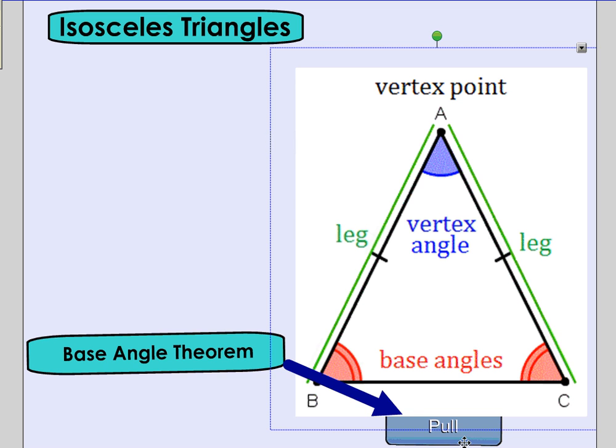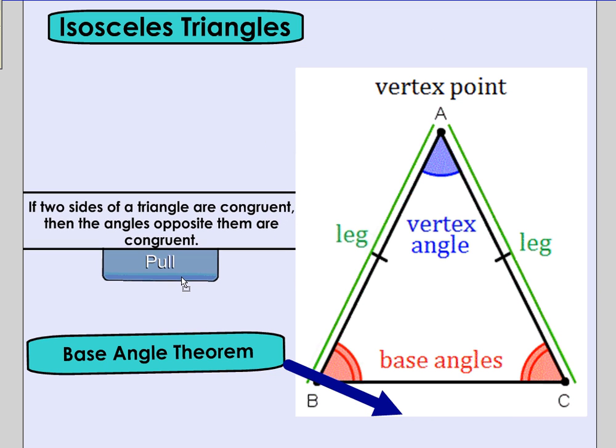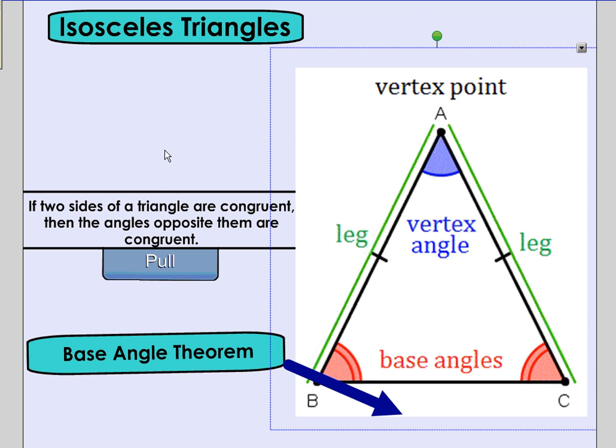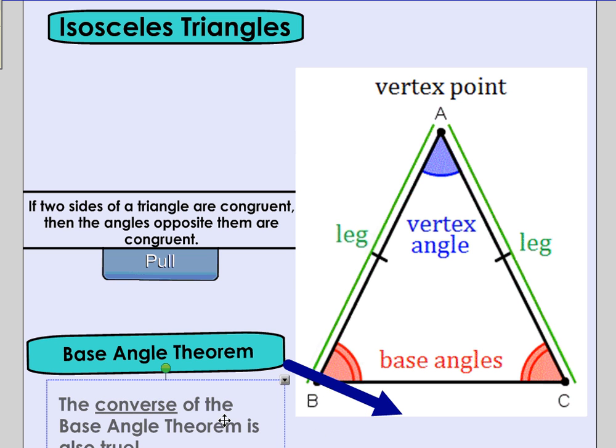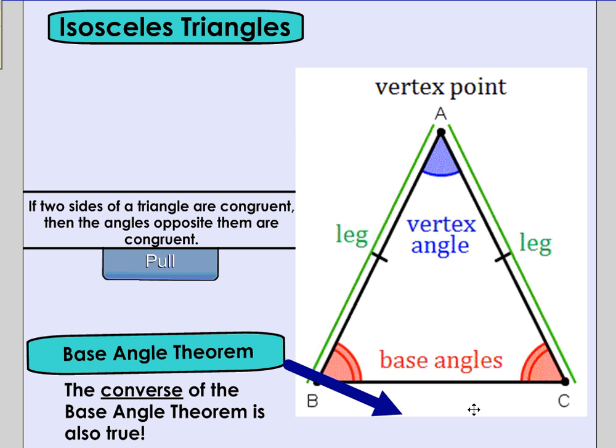Now we have what's called the base angle theorem. This says that if two sides of a triangle are congruent, then the angles opposite them are congruent. It's called the base angle theorem because the two sides of the triangle are the legs, and the angles opposite them are the base angles. So if you see an isosceles triangle, you know you have two congruent sides, but you'll also have two congruent angles. The converse of the base angle theorem is also true. If you have two congruent angles, you can say that you have two congruent sides. Let's see how this works.